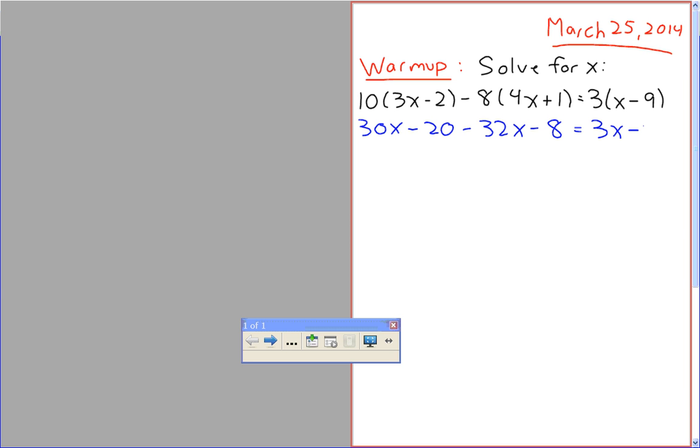Very good. Okay, now let's just make sure we're all good with that. The only thing you have to remember is this -8 is connected to both of these, right? So -8 times 4 is -32x. -8 times 1 is -8. The negative hits them both.